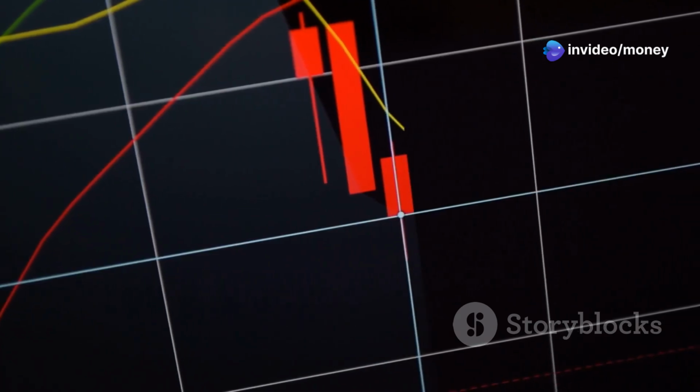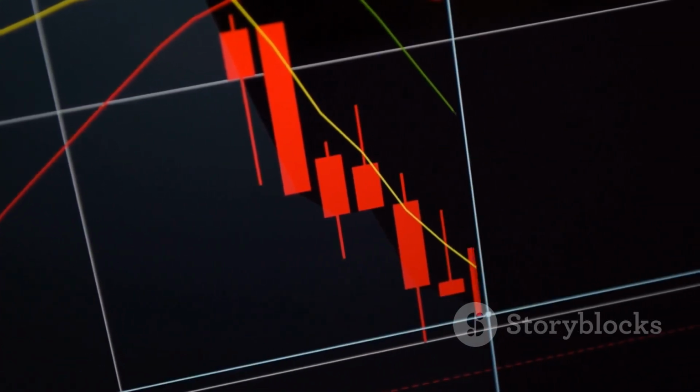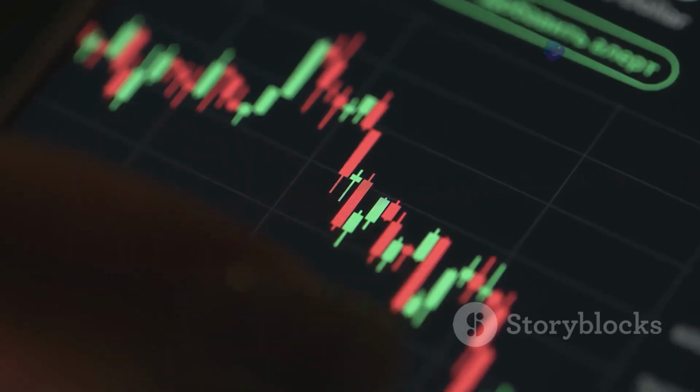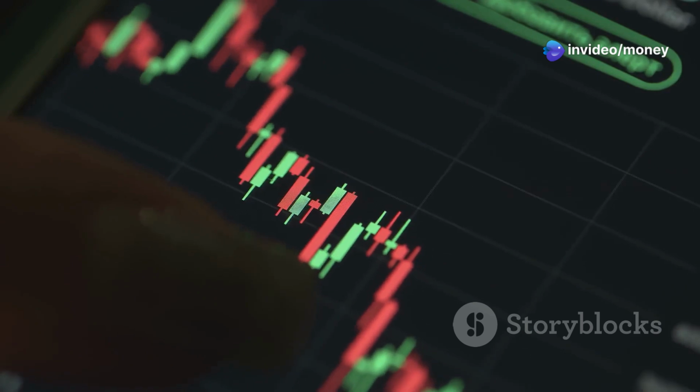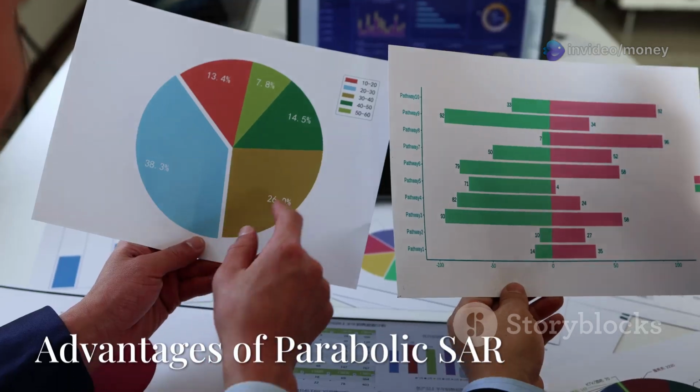Conversely, if the price is in a downtrend and the dots are above the price bars, a break above the dots would generate a buy signal. By understanding the interplay between the price action and the Parabolic SAR dots, traders can identify potential entry and exit points for their trades.